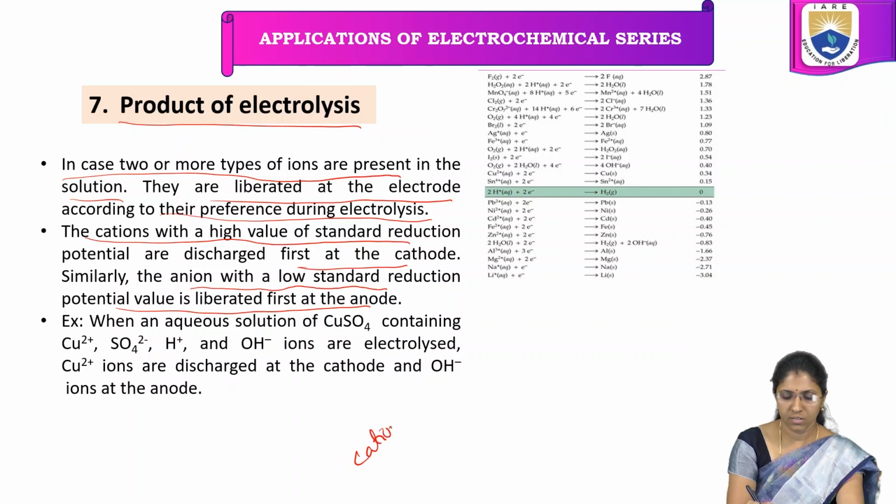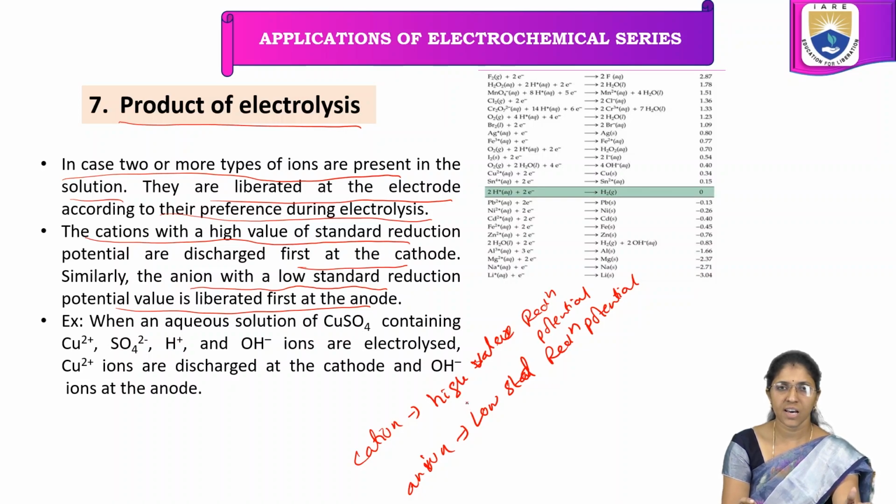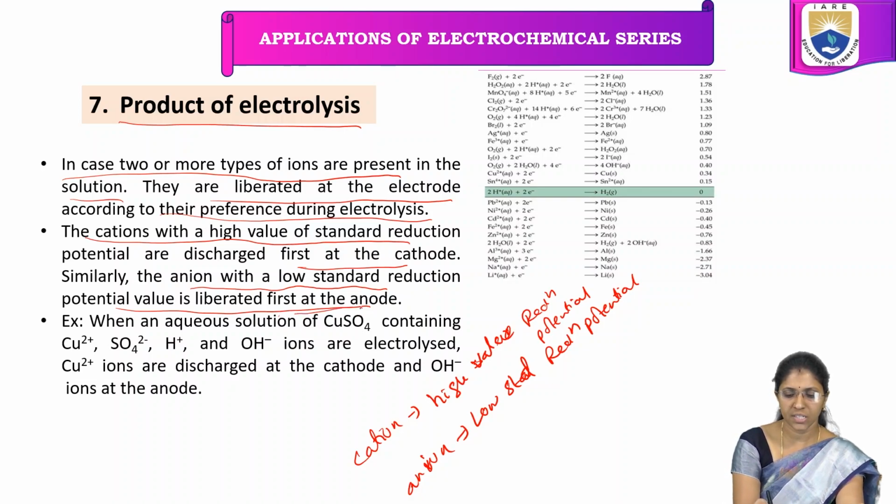If we take a cation, it should have the highest reduction potential. If we take an anion, it should have low standard reduction potential. So the cation which has the highest standard reduction potential will be discharged first. The anion with low standard reduction potential will be liberated first at the anode. This will be deposited on the cathode.